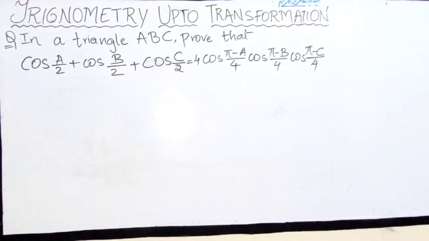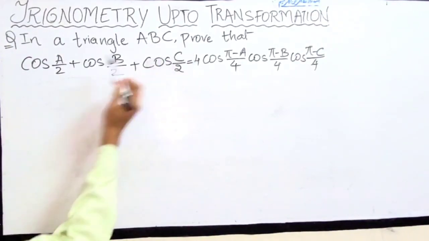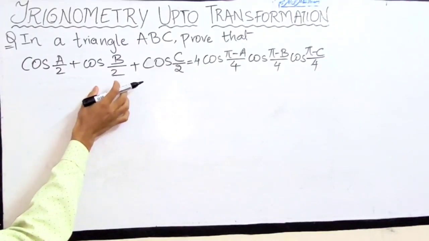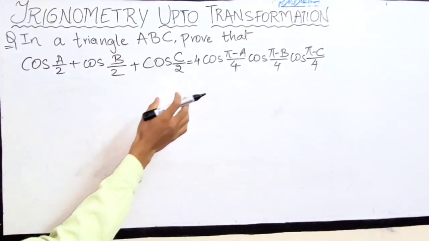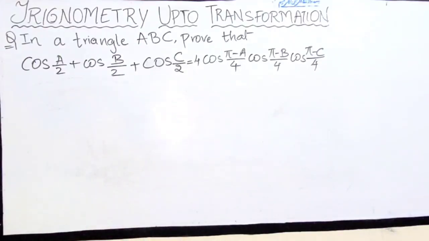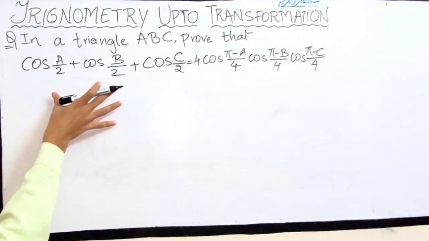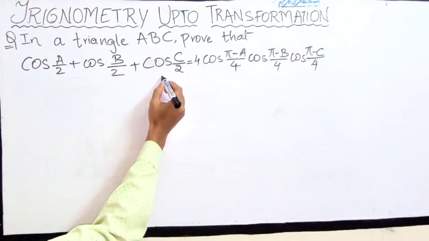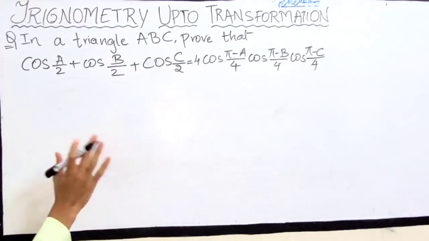Now we will try to understand what the question is actually saying. In a triangle ABC, prove that cos of A by 2 plus cos of B by 2 plus cos of C by 2 is equal to 4 cos of (pi minus A) by 4 into cos of (pi minus B) by 4 into cos of (pi minus C) by 4. These are the angles which are given. We have to prove LHS equal to RHS basically.